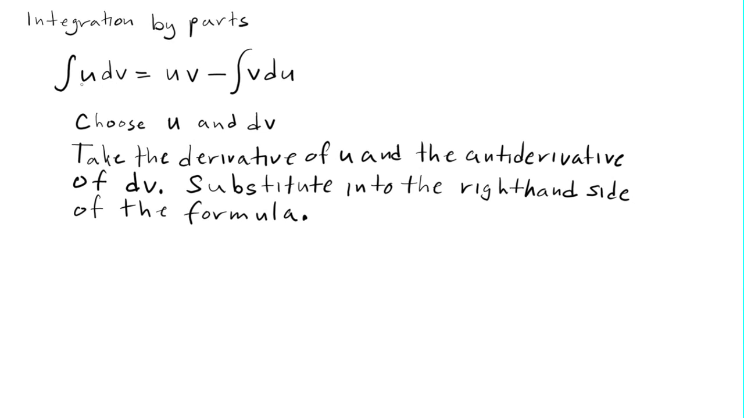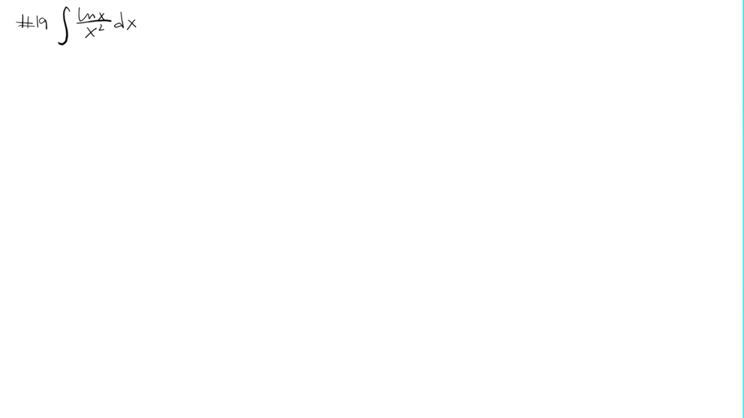And the idea here is you choose u and you choose dv out of the problem, and then you take the derivative of u, you take the antiderivative of dv, and then you plug those in over here on the right hand side of the formula. So I picked out two problems from the homework, both of which have little interesting tricks to them.